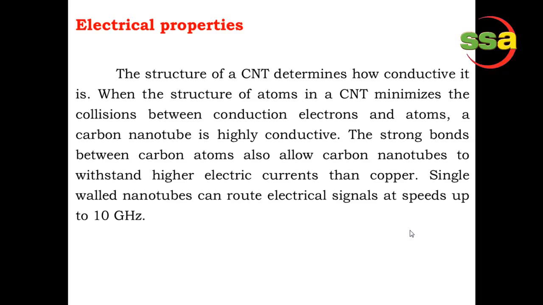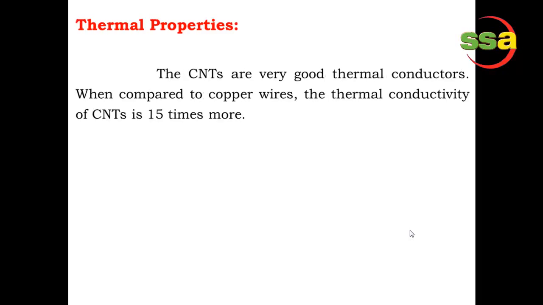Now see that the strong bonds between the carbon atoms also allow carbon nanotubes to withstand higher electric currents than metals like copper, etc. Single walled carbon nanotubes can route electrical signals at speeds up to 10 gigahertz. And now see the thermal properties. The CNTs are very good thermal conductors when compared to copper wires. The thermal conductivity of CNT is 15 times more than copper.